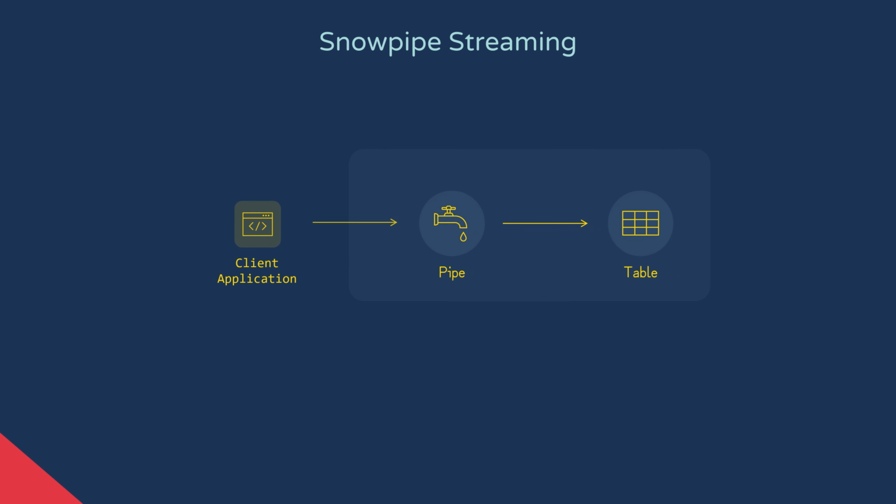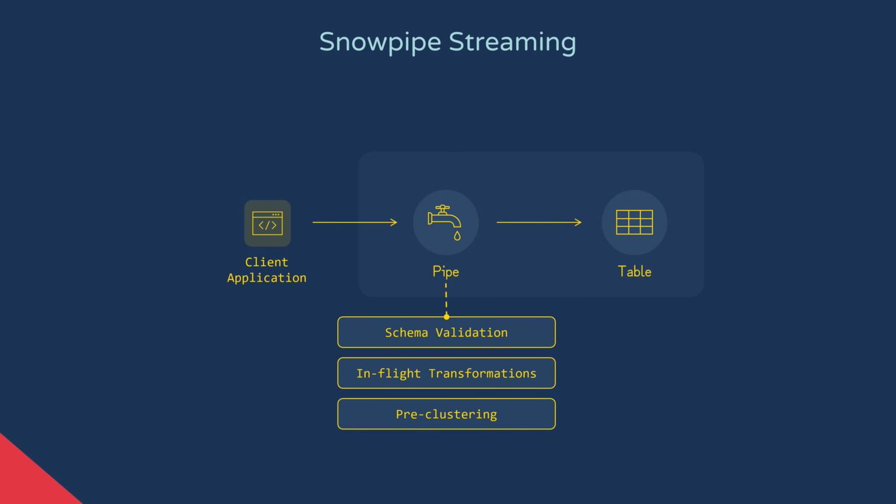So let's move on to the pipe object. Rather than the pipe processing files like with Snowpipe, in Snowpipe Streaming, it acts as the processing layer for incoming rows of data. It handles schema validation against the target table, and optionally can perform in-flight transformations and pre-clustering before the data is committed. Every row ingested through Snowpipe Streaming passes through a pipe.